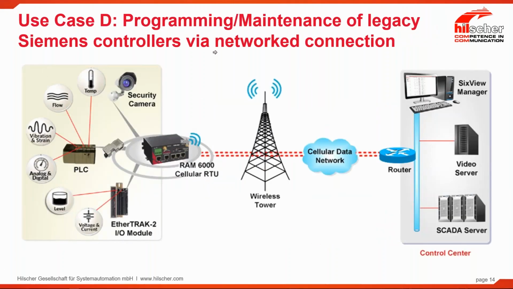Use case D, programming maintenance of legacy Siemens controllers via network connections. For those that are familiar with Siemens controllers, especially the ones prior to Ethernet coming on board, if you're familiar with the MPI port on the face of those controllers, that's a serial port. That's where you would program and do maintenance on the controller. It's a serial port, which means that it can't go long distances. Usually, if you had to do anything to it, you had to be local to the device, and it was very cumbersome and difficult to do.